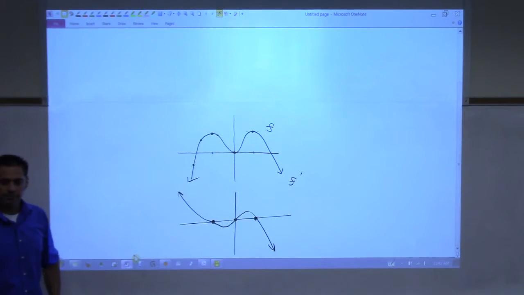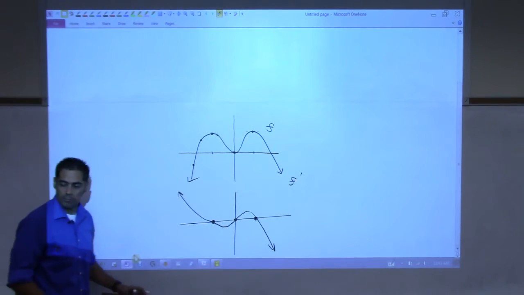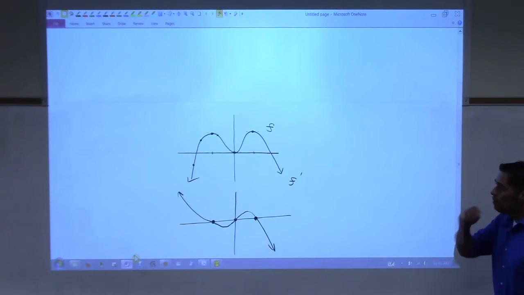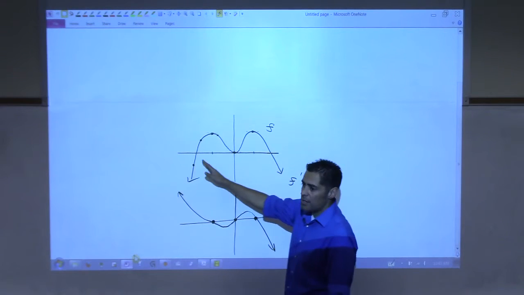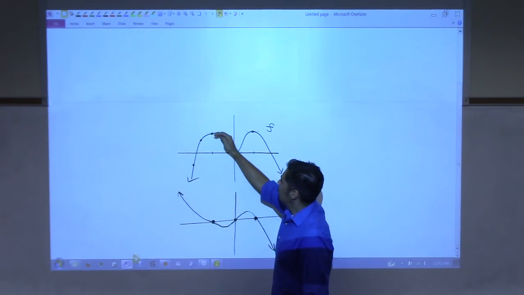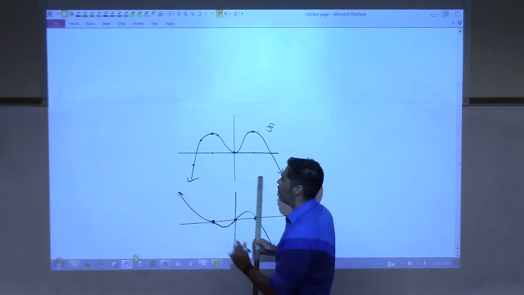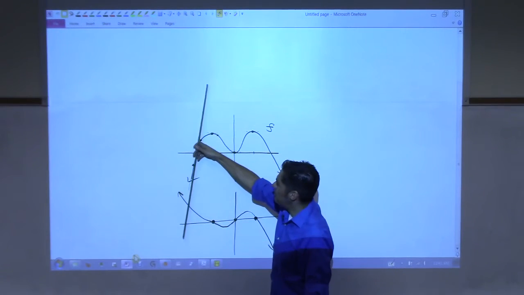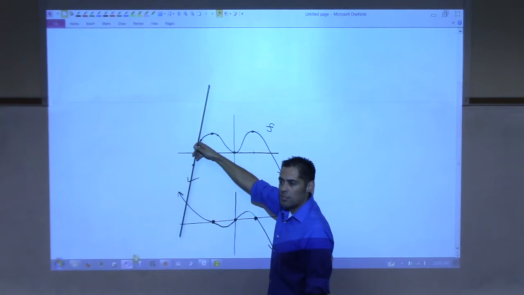Got it? Yes? Why is the left side all negative? Where? Left side of this? Yeah, why are they negative? I mean, why were they positive? Pick a point and draw me a tangent line. The slope of that tangent line is positive. The slope of the tangent line.